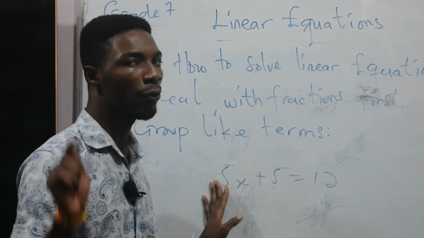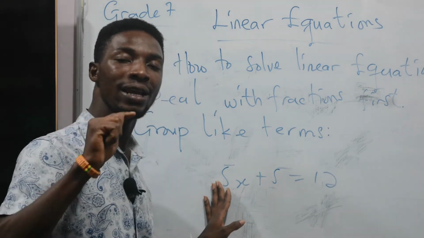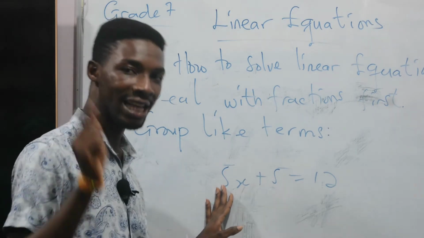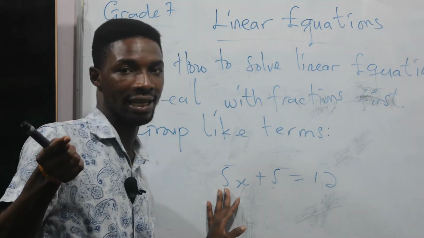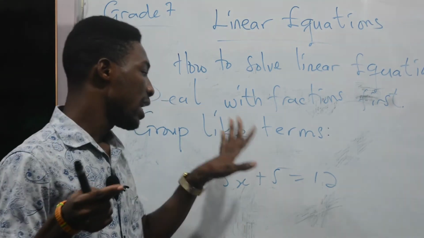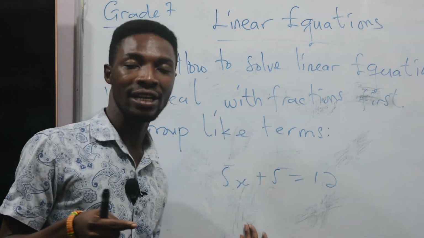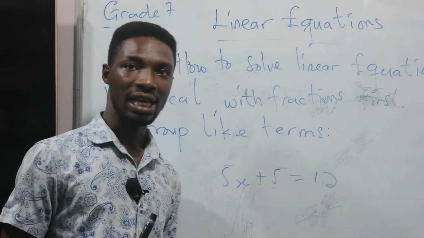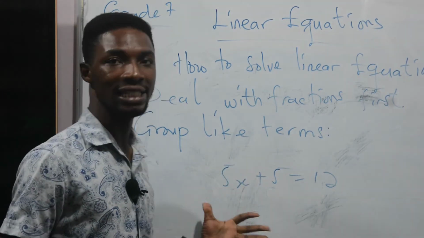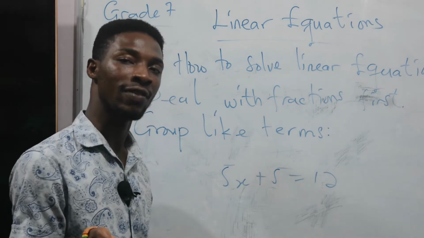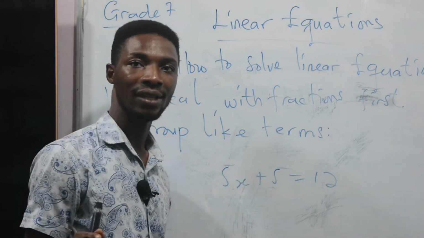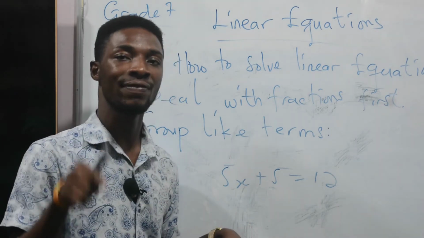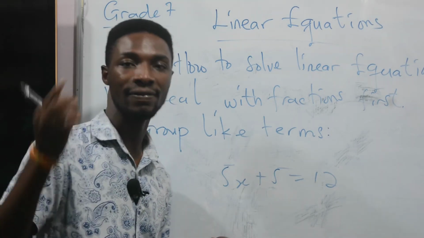But listen to me, when grouping like terms, by sending terms to the other side of the equation, you have to check the sign of the term you are sending or transferring. If the term you are transferring is positive, once you transfer it, it becomes negative. If the term you are transferring is dividing, once you transfer it, it will multiply. If the term you are transferring is multiplying, once you transfer it, it will divide.